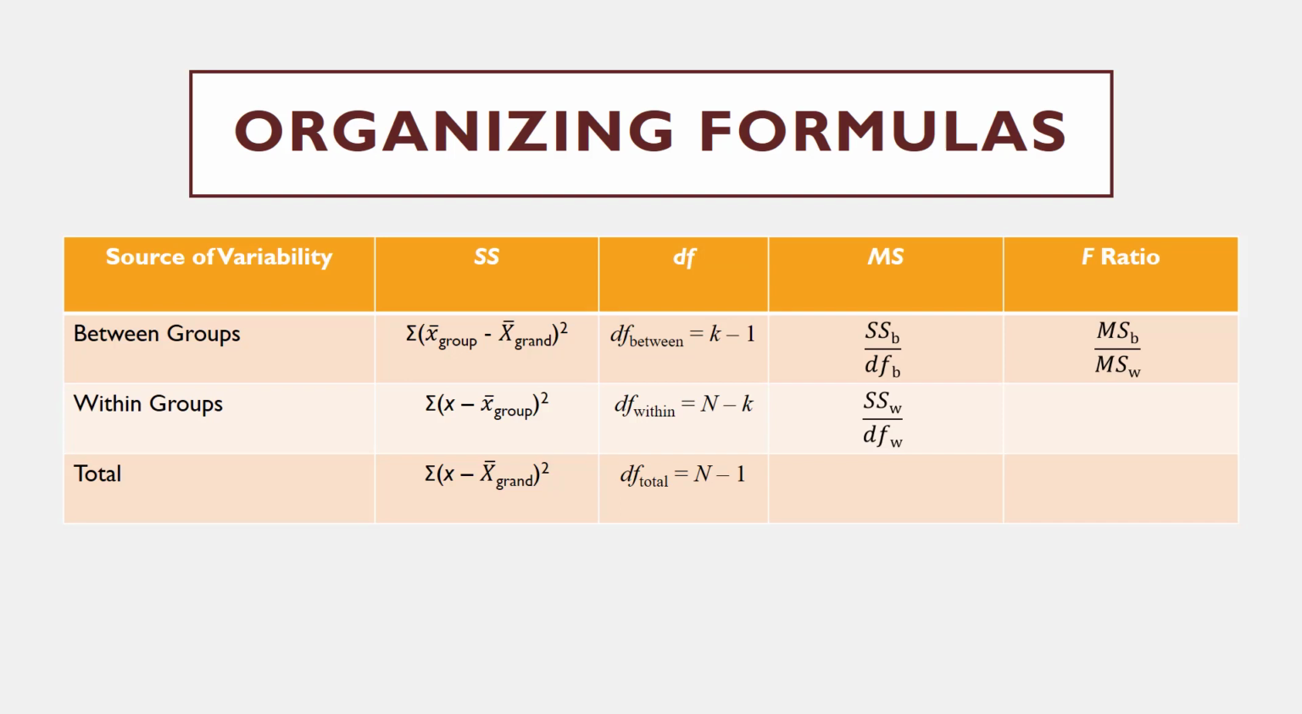We can then use sum of squares and degrees of freedom in each of these categories, each of these sources of variability, to calculate the mean squares for between and the mean squares for within. If you take sum of squares, divide it by the appropriate degrees of freedom, either between or within, you then get the mean squares between or the mean squares within. And then finally, mean squares between divided by mean squares within is going to give us our F ratio.